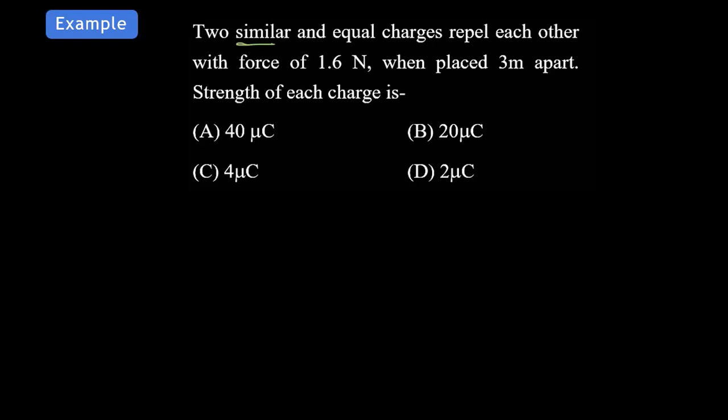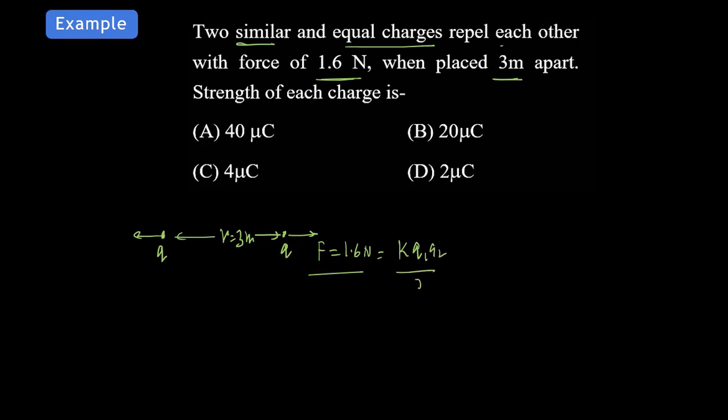Two similar and equal charges repel each other with a force of 1.6 Newton when they are placed 3 meter apart. Find the strength of each charge. So let us say the two charges are the same charge Q. They are repelling each other when the distance R is equal to 3 meter, and the force of repulsion is given as 1.6 Newton. So I know that F is equal to K times Q1 Q2 by R square. This is the formula. Now both are equal charges, so can I write K times Q square by R square? Okay.